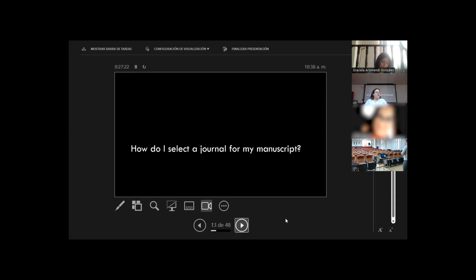So the next question is, how do I select a journal for my manuscript? And I include this at the very early stage of thinking about a publication, even if I know many of you are doing this for a thesis. It's also helpful to think about, could I share this with other people after my thesis? And it's early on because the journal you select shapes how you write the research.